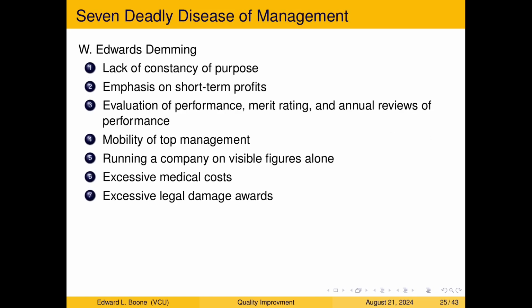All right, so he also came up with the 7 deadly diseases of management. So, lack of constancy of purpose. You're not quite sure why you're in business. Emphasis on short-term profits. Okay, if we do this, we can just get this done, and we can get short-term profits, even though in the long run we're going to make every one of our customers angry, and they will quit buying from us. But during that short term, we made a lot of money.